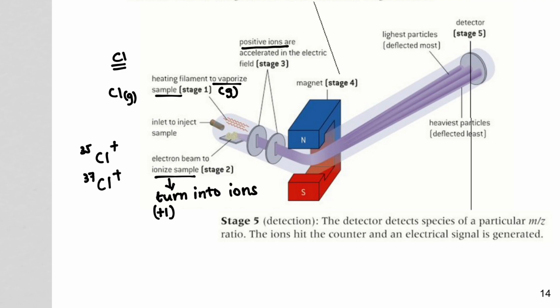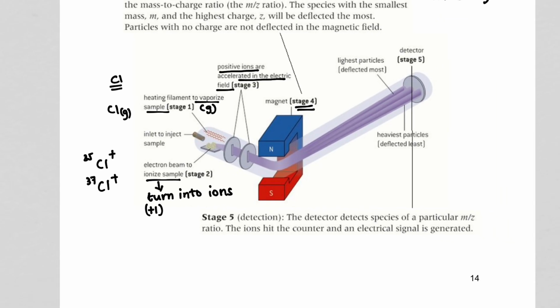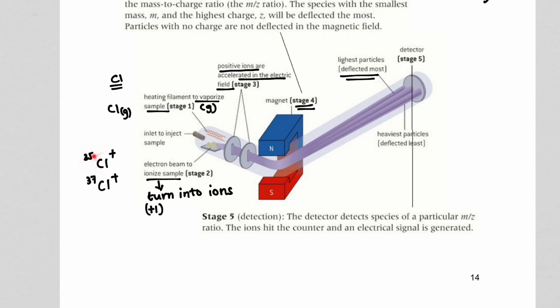Then the positive ions are accelerated in an electric field, and then they're passed through a magnetic field in stage 4. In the magnetic field, the particles are going to be deflected. The one that is lightest is deflected the most. The one that is heaviest is deflected less. So then chlorine 35 plus is going to be deflected more than chlorine 37 plus.